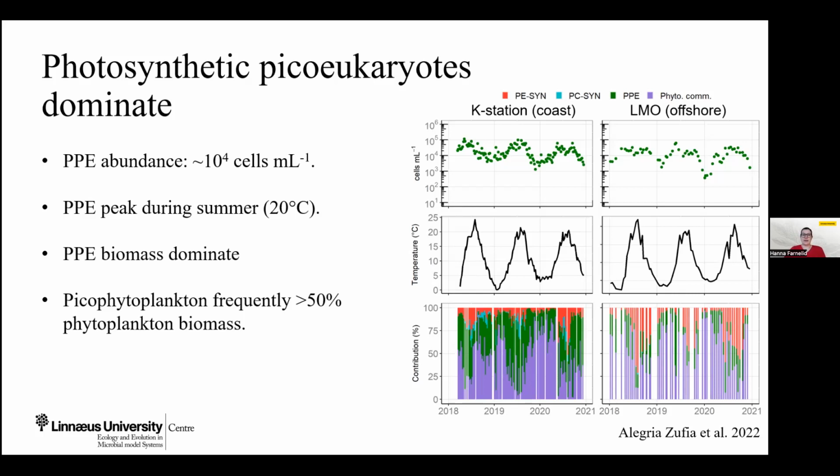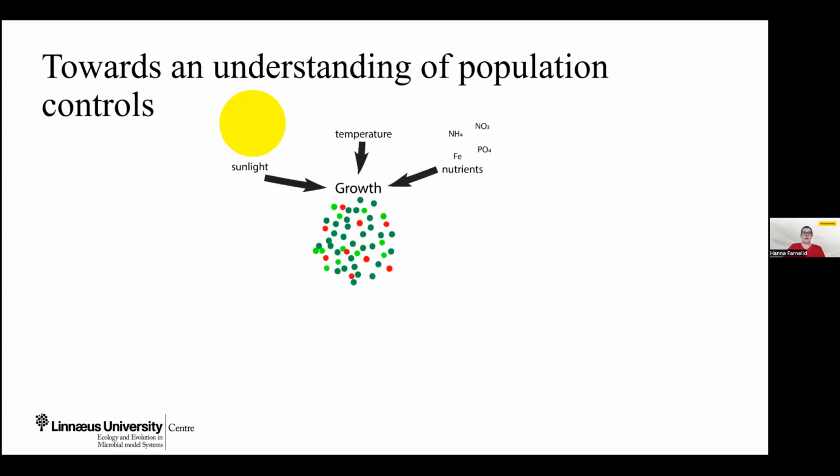All kinds of questions started flourishing from this data, because if it's 50% of the phytoplankton biomass, then we have to know, where does that end up? Does it move up into the food chain, or is it recirculated? So with this first monitoring of picophytoplankton in the Baltic Sea, I then started to explore more about what is controlling these abundances.